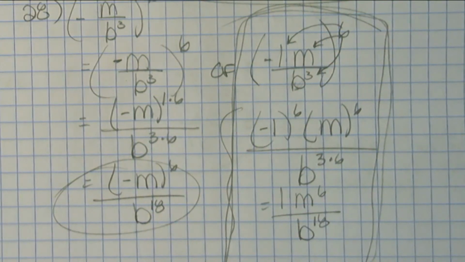Anytime we have a negative out in front of a number or a negative out in front of a variable, it's always negative 1 times that. When it's a number, it's just negative 5 to the 5th power, so negative 5 times negative 5 times negative 5. It's when there's a negative in front of the variable that kind of throws us off. But that's negative 1 times that variable.